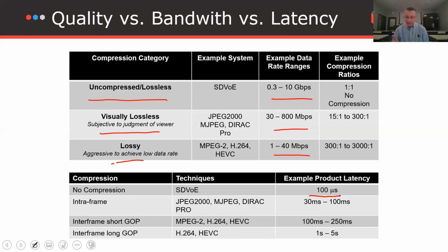JPEG 2000 typically can sit in the 20 to 40 range in Pro AV environments. So really it's not an issue. H.264 has lots of latency.